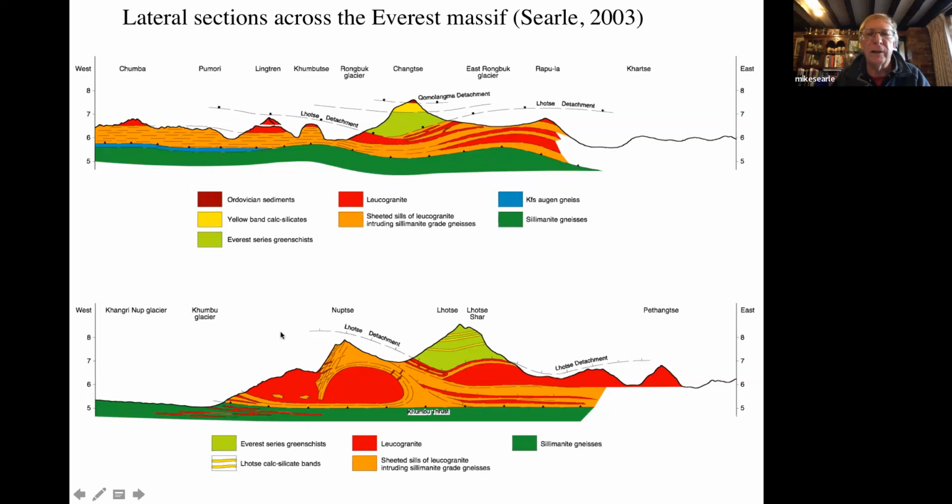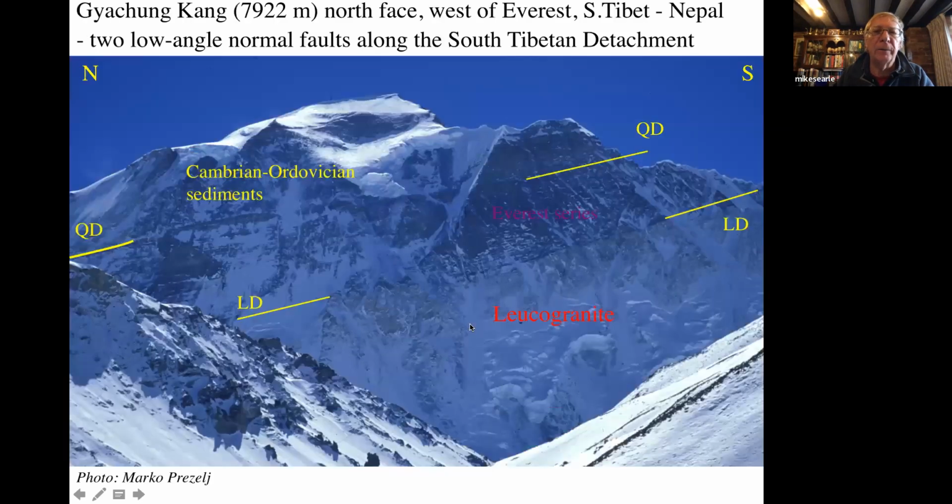This is an east-west section, so we're looking parallel to the strike here of both Everest and Lhotse to the south. So this is the peak of Gyachung Kang, which is just below 8,000 meters, which means it's not bedraggled by all these crazy mountaineers wanting to climb the highest mountain. It's only had a few ascents, and it's spectacular. It's got these two low-angle normal faults, Chomolungma detachment, Lhotse detachment, unmetamorphosed sediments, intermediate greenschist amphibolite grade metamorphic rocks, and leucogranite.